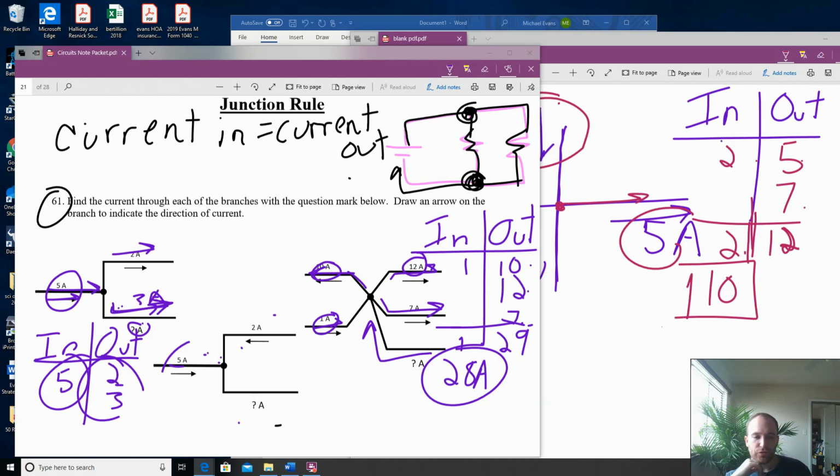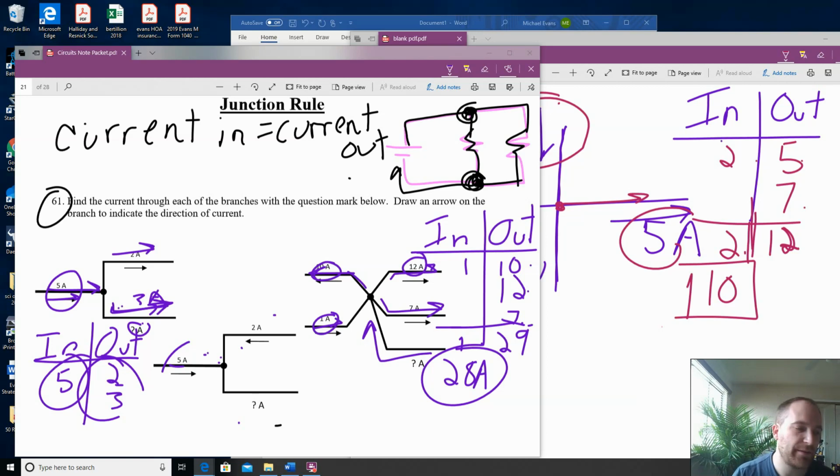And so that's the junction rule. It's just this idea that the current that goes into one of these junctions, which are just intersections for current, is equal to the current going out. So for these, list the current that's going in, list the current that's going out, and see what you have to do to either column to make these balance out.